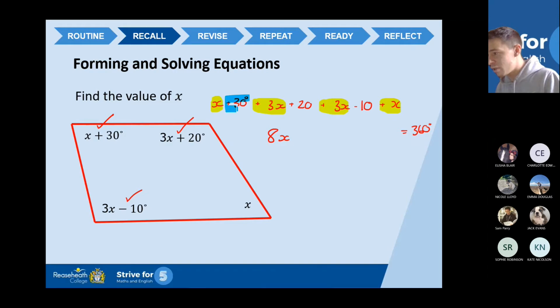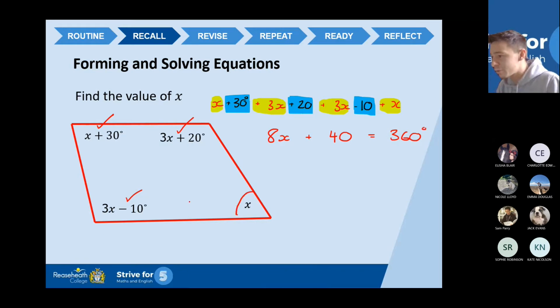And I've got plus 30, plus 20, ooh, minus 10. Okay, so 30 add 20 is 50, minus 10 is 40. Nicole, you are fast. Yes, we've got plus 40, okay? And that equals 360. Now, what I'll do to make this as neat and as clear as possible, I'm going to write that bigger now. So 8x plus 40 equals 360. Why 360 degrees? Because that's what angles inside of this shape add up to, okay?